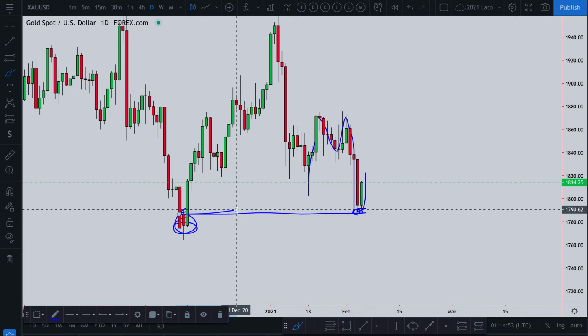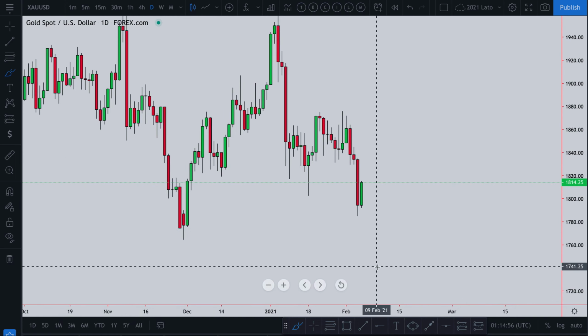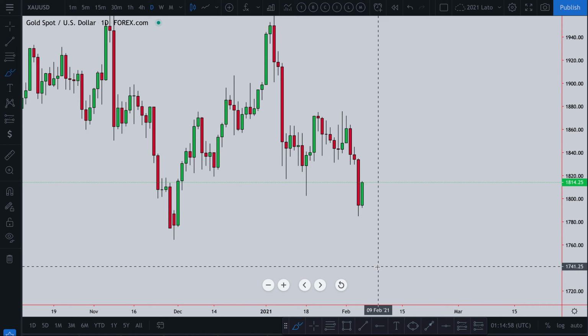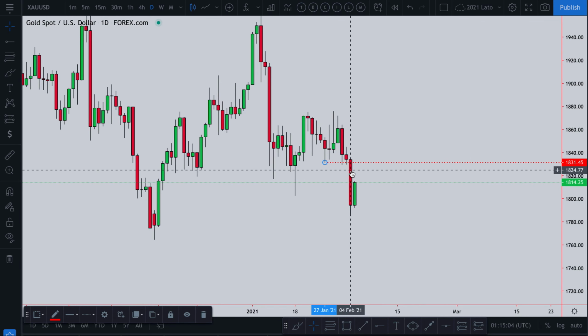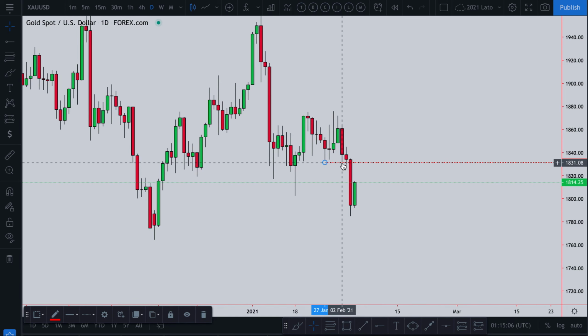So what I can see in the near term is that could be your target. That could be your target zone.